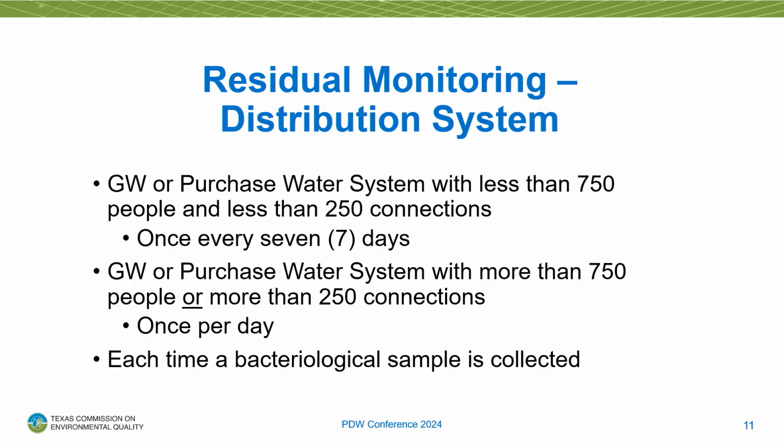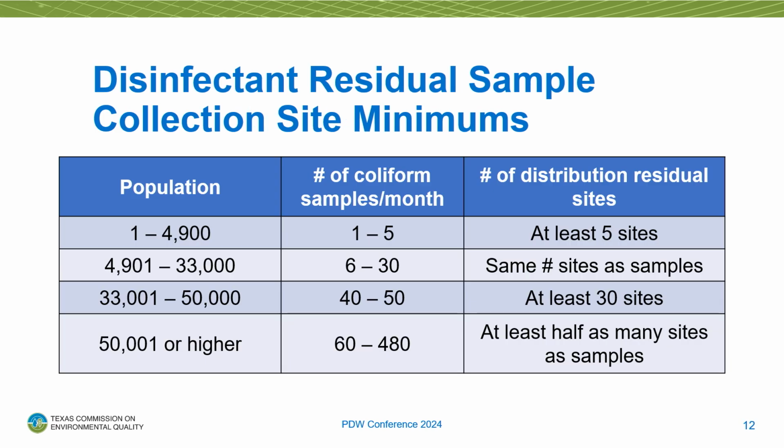You're also going to take a residual whenever you take your repeat samples. So this is a little graph just showing the size of the system versus how many coliform samples per month, and then the number of distribution sites you're going to have. As you can see, as the system gets larger, you need to have more coliform samples. You need to have more distribution sites.